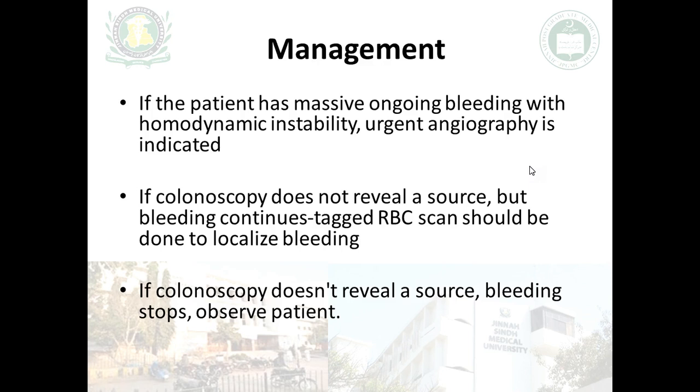If colonoscopy is done but it did not reveal any source, you didn't find anything, the colonoscopy was perfectly normal, then just stop. If the bleeding has stopped, just observe the patient, give the patient time, and monitor the vitals. Because, as we have discussed, in 80% of patients the bleeding spontaneously stops and sometimes we cannot identify the source. So this is the way of management.